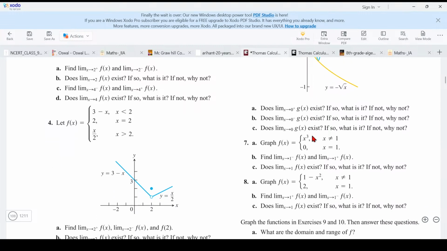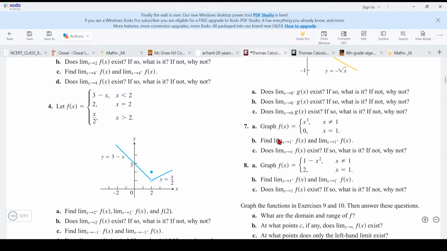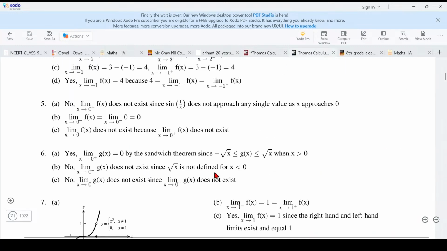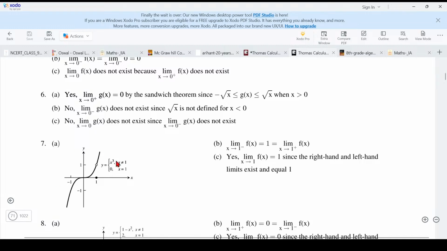Now this one, you know the graph of f of x equals x cube, right? We are looking at 1 minus and 1 plus, and whether the limit exists or not. I'll show you the graph. This is the graph. Now tell me whether the limit exists or doesn't exist.